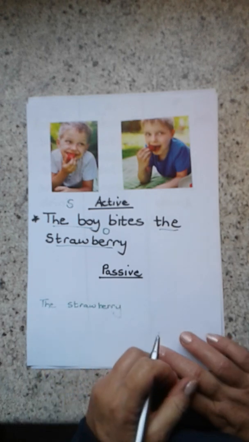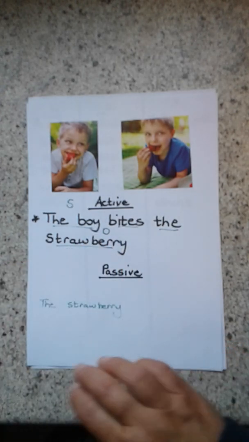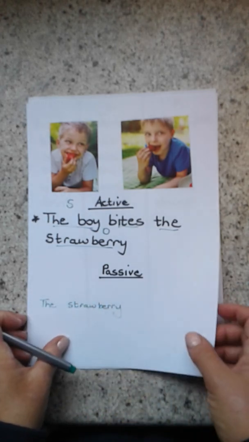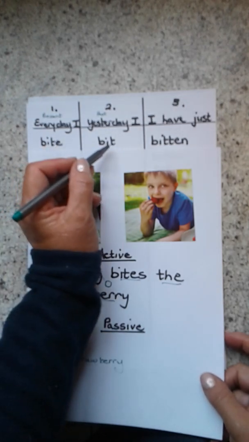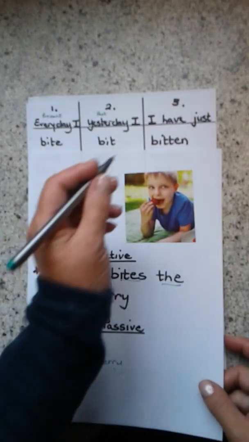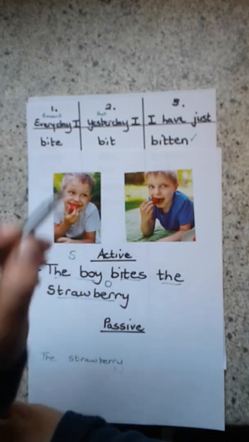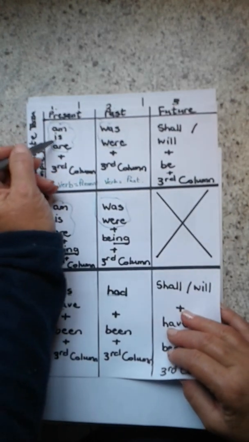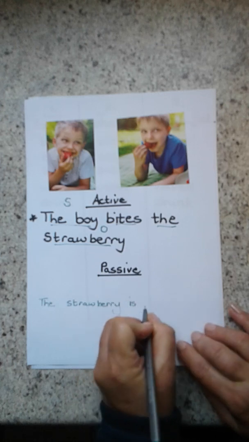and now I go and look at my verb, which is bites. When is bites happening? Okay, now we can say every day I bite, but the boy bites. So it's present tense. Yesterday he bit. He has just bitten. Okay, I am going to use that one with my first column, and I have now determined that bite is in the present. So I will use am, is, or are, because it is present. So one strawberry is bitten.